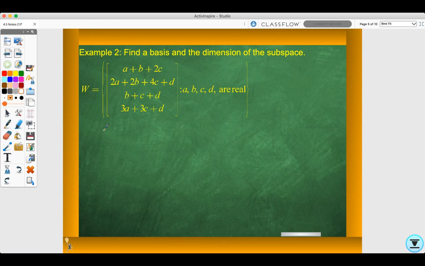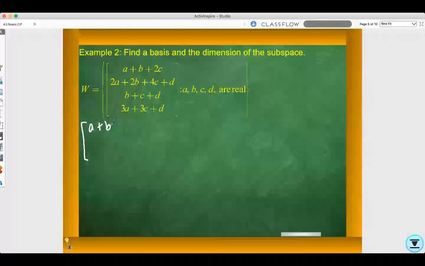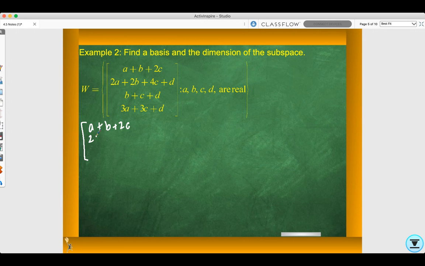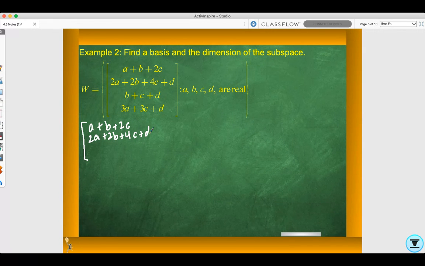So example 2: find a basis and the dimension of the subspace. The first thing we're going to do is write our matrix in terms of 4 vectors. So we're going to take and write a plus b plus 2c, and then 2a plus 2b plus 4c plus d, and then b plus c plus d, and then 3a plus 3c plus d. And we're going to write this in terms of a, b, c, and d.